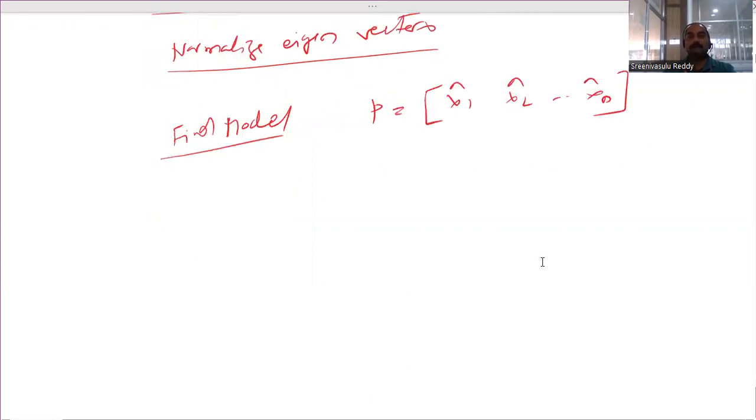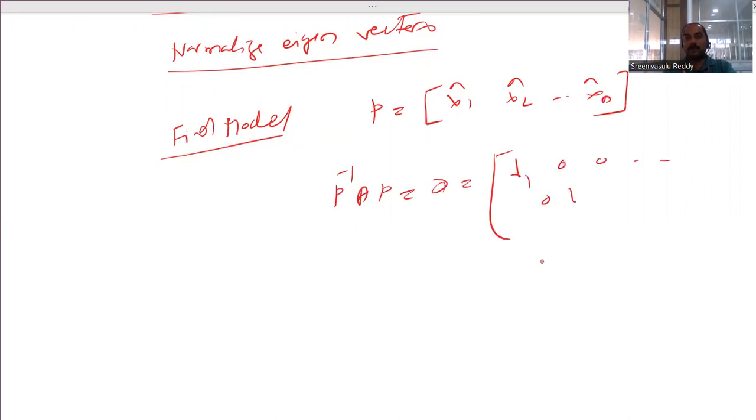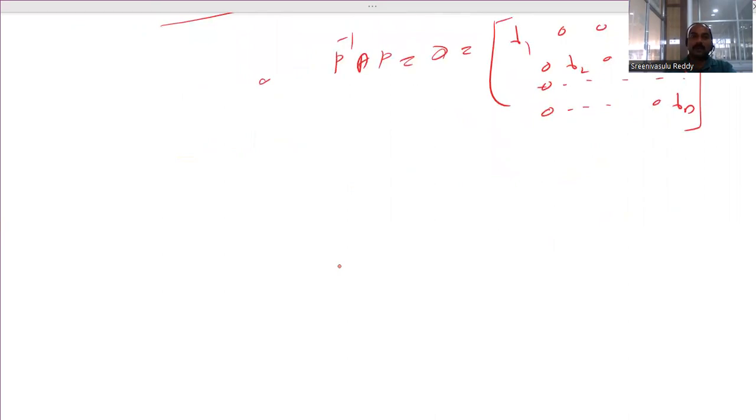After finding this, if you have any interest, you can multiply P inverse AP, and we get D. Otherwise, no need to multiply directly, you can consider it. If you multiply this, we get a diagonal matrix. In the diagonal, first eigenvalue, second eigenvalue, and so on, up to lambda n, with all other entries zeros. This is diagonal. So we get it in this form after simplification.